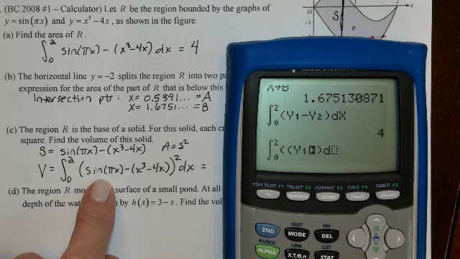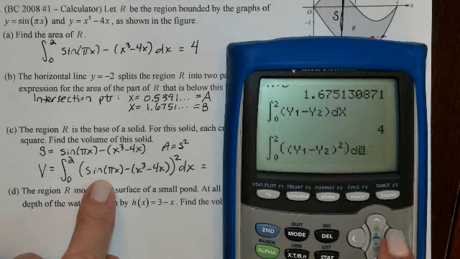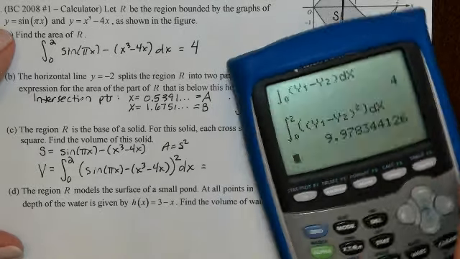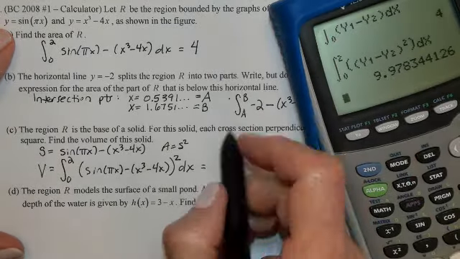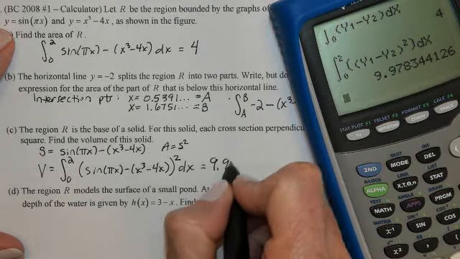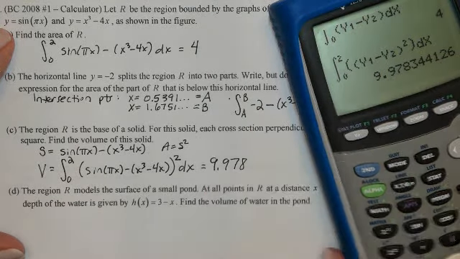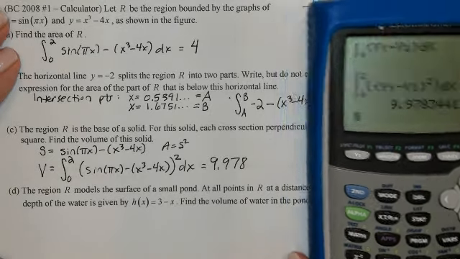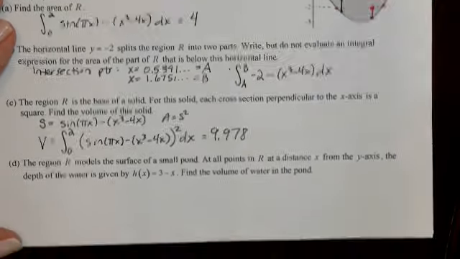y1 minus y2, squared, dx, and we get 9.978 if we round to 3 decimal places. Remember, at least 3 decimal places, at least. Okay.